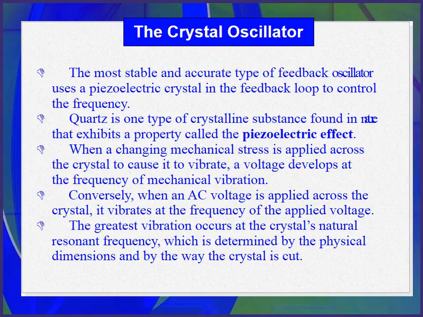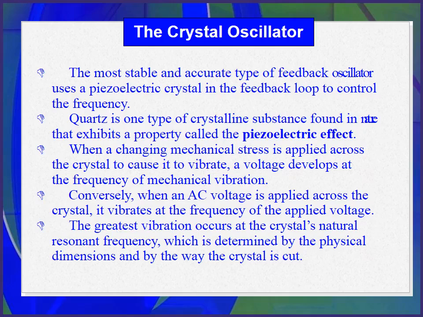Next, the crystal controlled oscillator. The most stable and accurate type of feedback oscillator uses a piezoelectric crystal in the feedback loop to control the frequency. First we have to see what the piezoelectric effect is. Quartz is one of the crystalline substances found in nature that exhibits a property called the piezoelectric effect. The piezoelectric effect is that when a changing mechanical stress is applied across the crystal to cause it to vibrate, a voltage develops at the frequency of mechanical vibration.